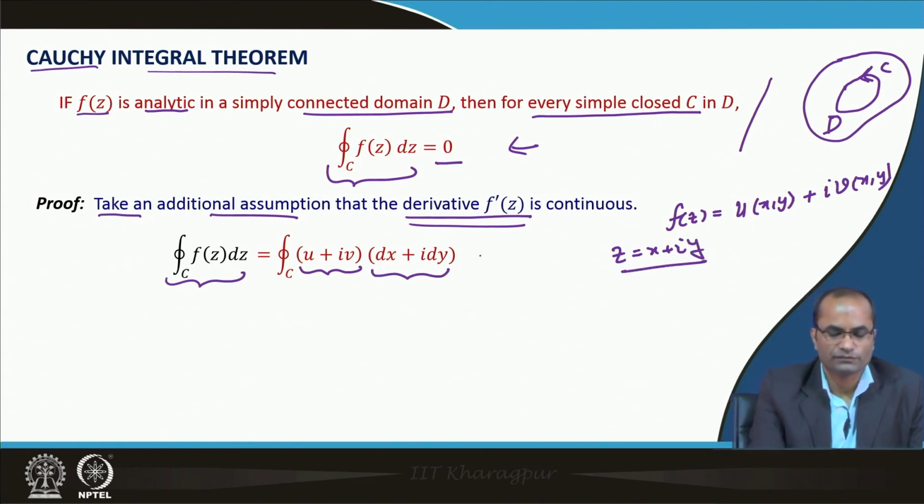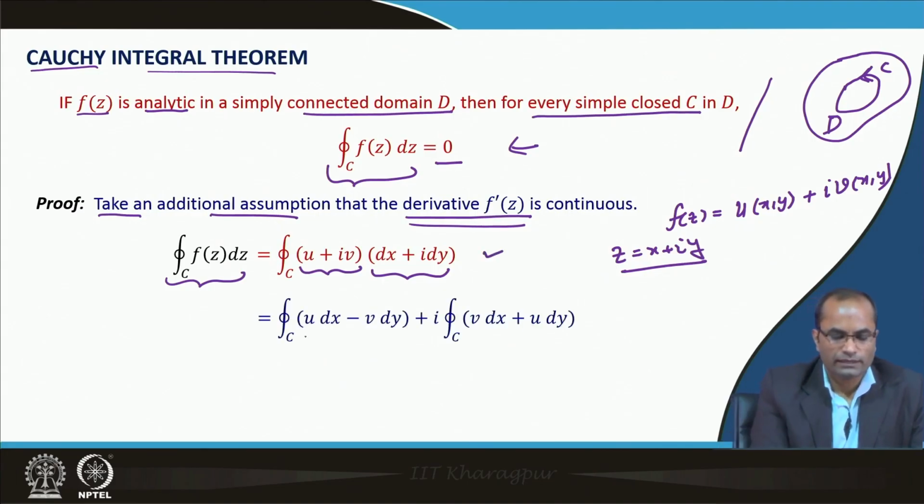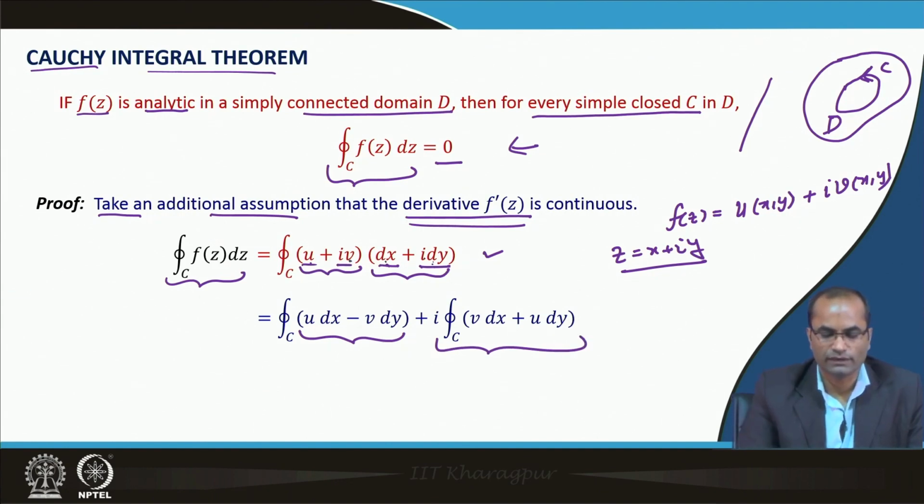So, in this expanded form we have written, and then we can just multiply the two here. So, i v with i dy will become minus v dy. This is the real part: u dx and then minus v dy, and the rest with this i: v dx and then u dy.